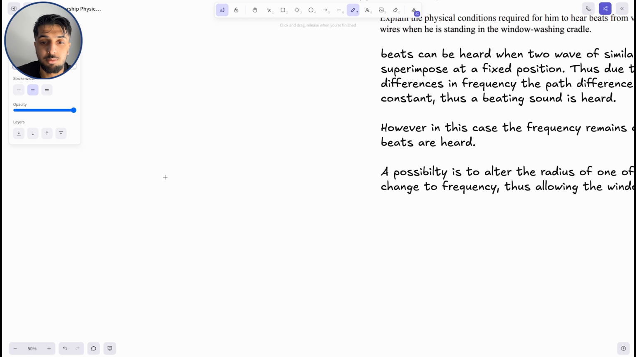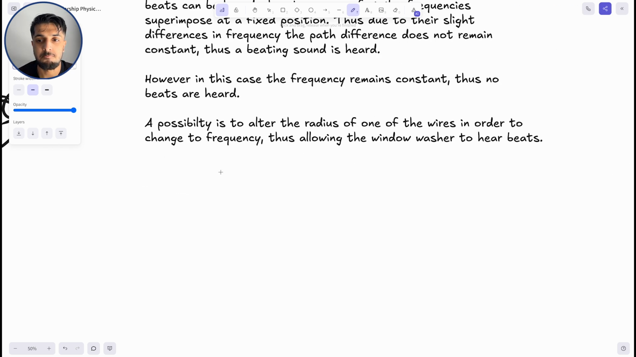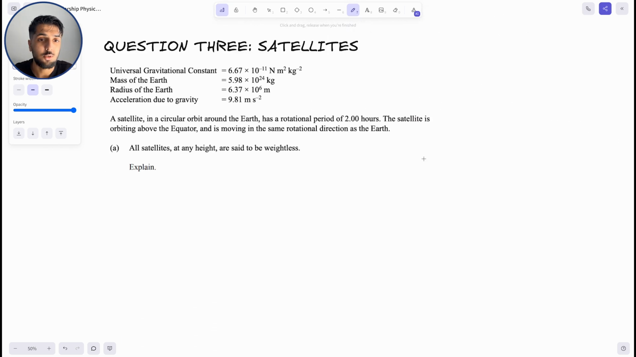And that comes from the equation St is equal to Fr all over Vw, assuming that the wind velocity does not change and St remains constant always. If we change the radius, this is going to alter the frequency. And therefore, if we do this in one of the cables, then maybe the window washer will hear beats, because there will be slight differences in the frequencies. So yes.